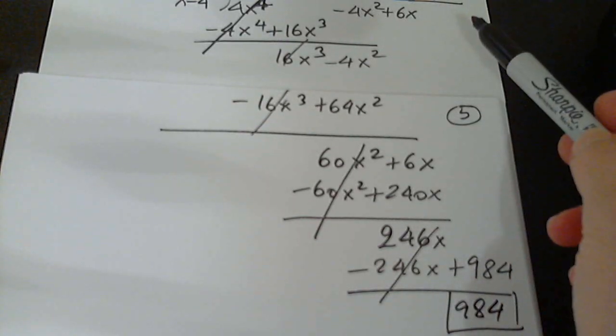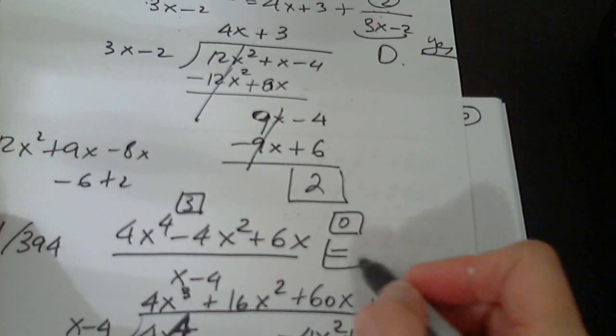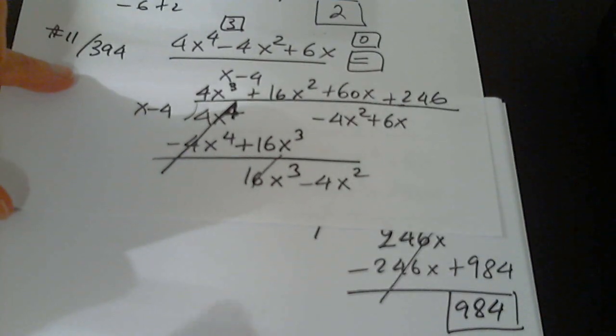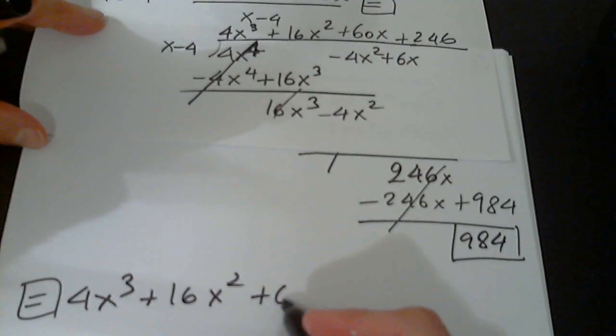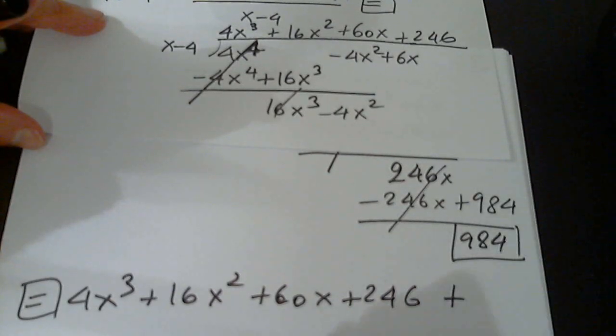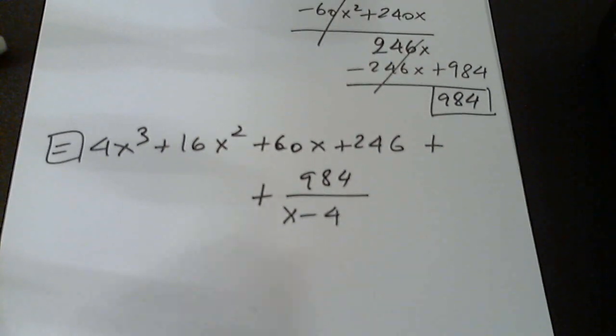Again, let me multiply that again. 4 and 2, 16, 18. Yes. So it appears, terrible. It appears that this is the quotient: 4x to the third plus 16x squared plus 60x plus 246, positive 984 over x minus 4. I don't trust this before I check.